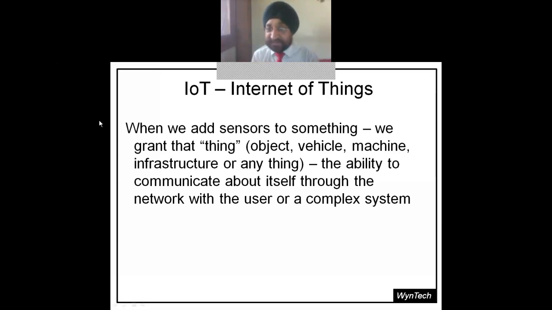So it's basically a circuit. In this definition, we add sensors to something. What is something? Something means an object or a vehicle or a machine or infrastructure or anything. For example, a fridge. In a fridge, we put a small sensor, a small board, small electronics, and that communicates to me through Bluetooth.